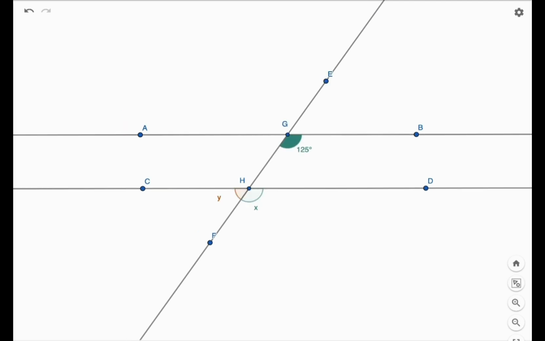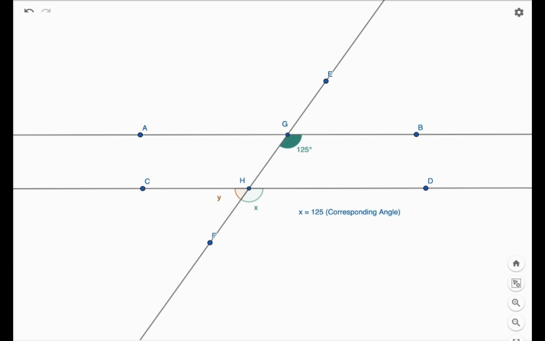Now let's make it slightly harder. We need to find the value of X and Y. First, look at the F shape. X and 125 degrees are corresponding angles. So X equals 125 degrees.